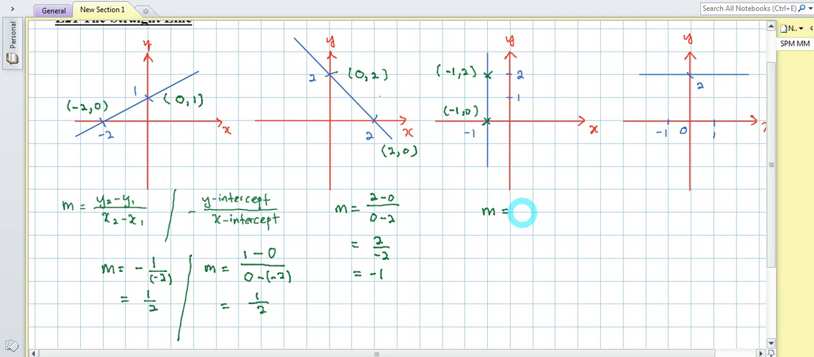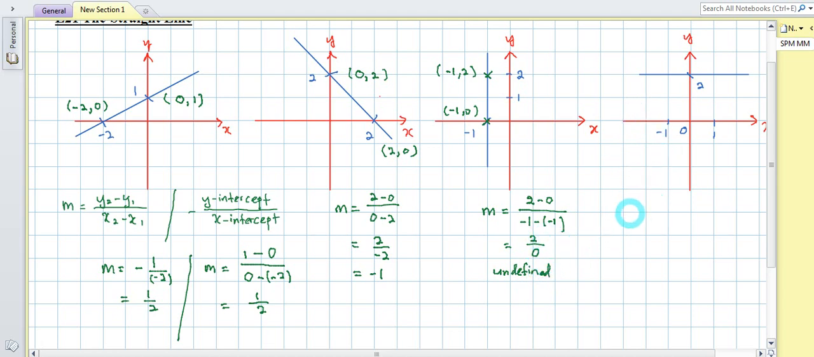So if I want to find the gradient, y2 minus y1, 2 minus 0, and negative 1 minus negative 1. Okay, so here is 2, and here is negative 1 plus 1, you get 0. Okay, a number divided by 0 is actually undefined. So we say the gradient of the straight line is undefined.